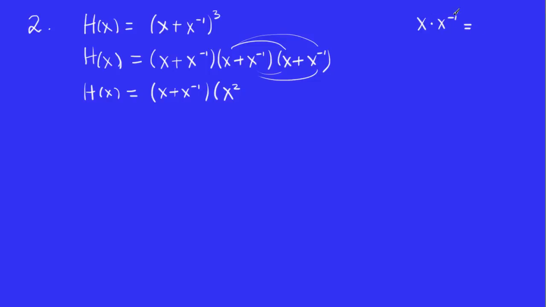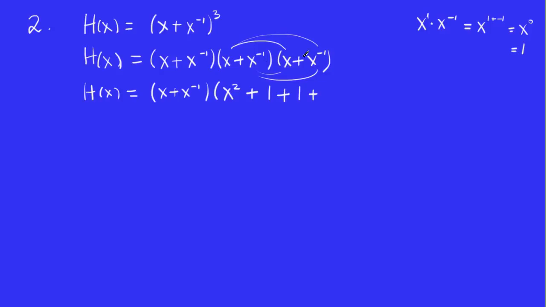Well, I guess there's different ways of doing it. I guess you could think of this as the power of 1 here, right? And remember, when you multiply exponents with the same bases, you just add the exponents, right? 1 plus negative 1 is 0. And that gives you x to the 0, which is just 1, right? So x times x inverse is just 1. And again, x inverse times x is also 1.